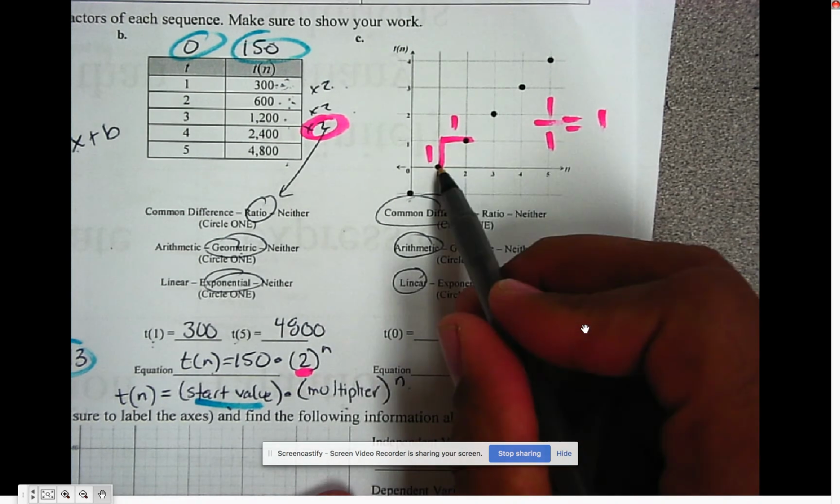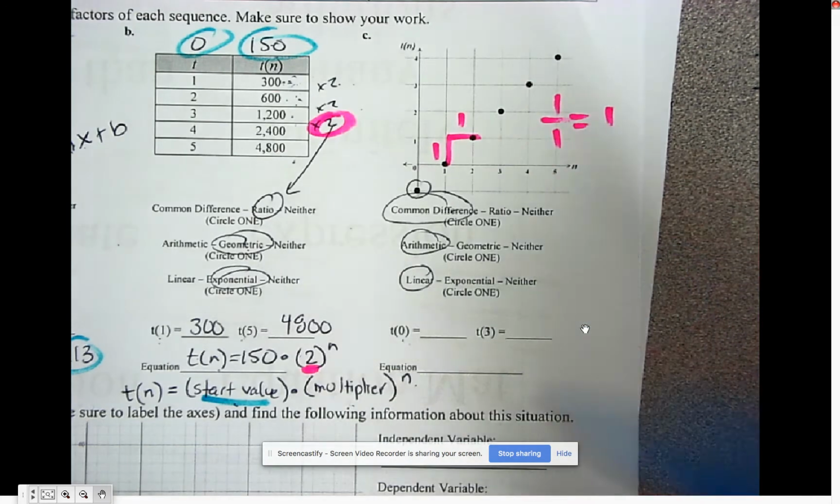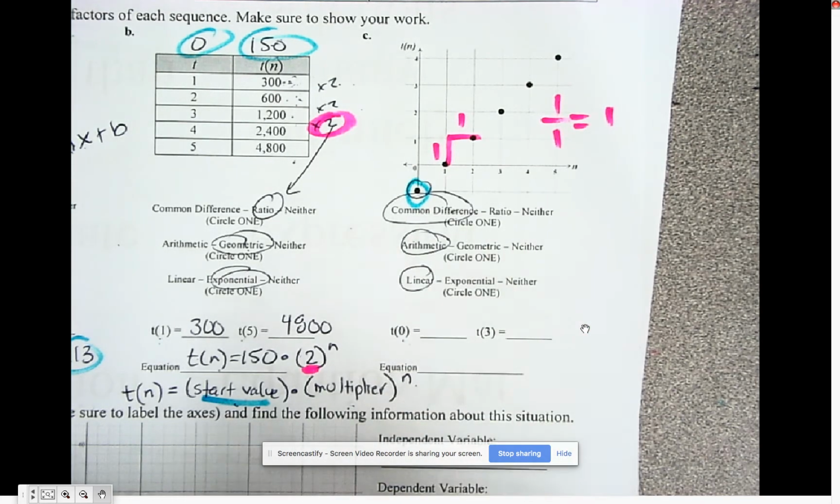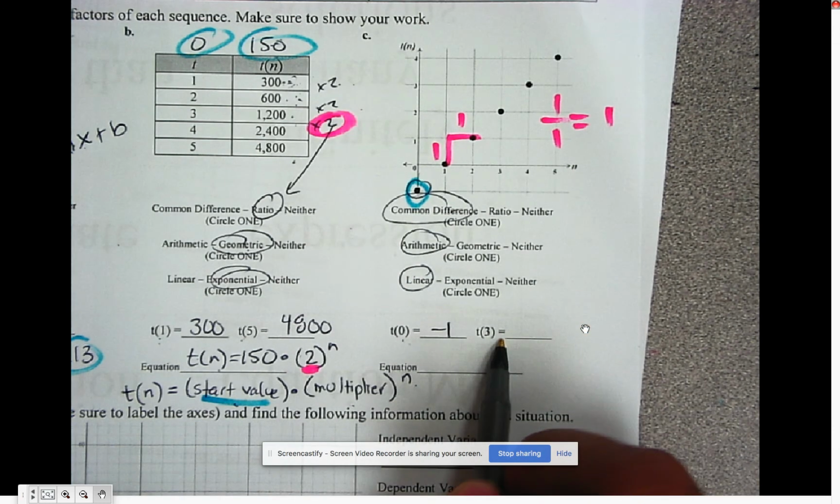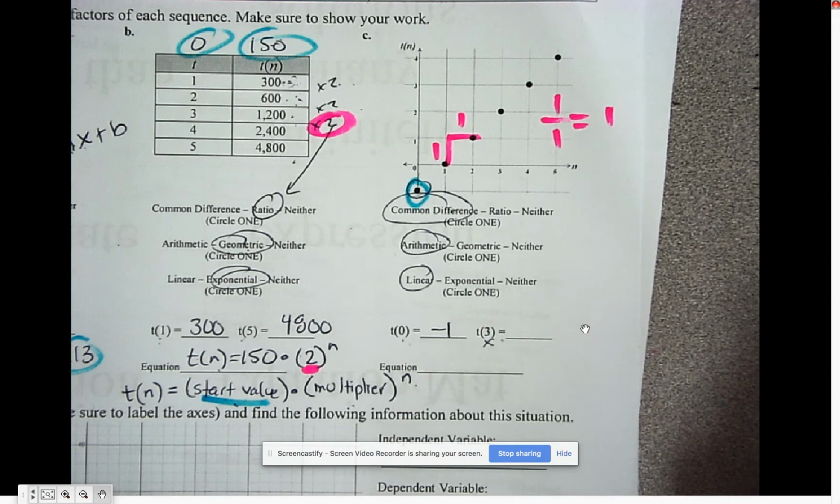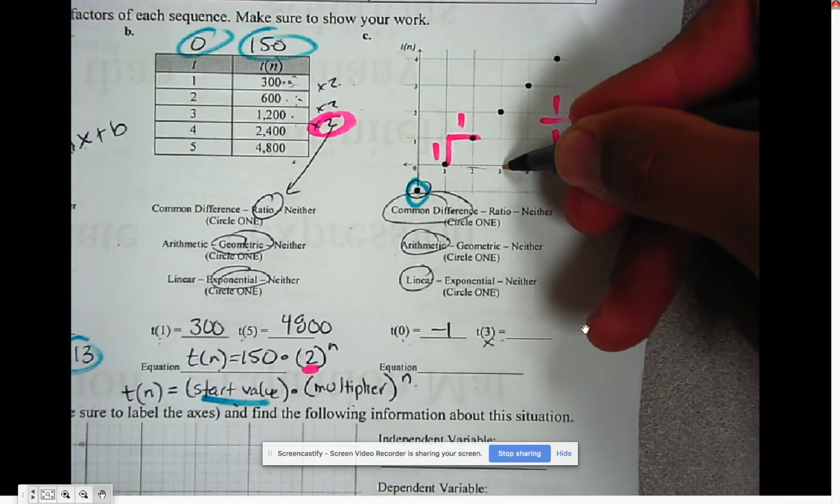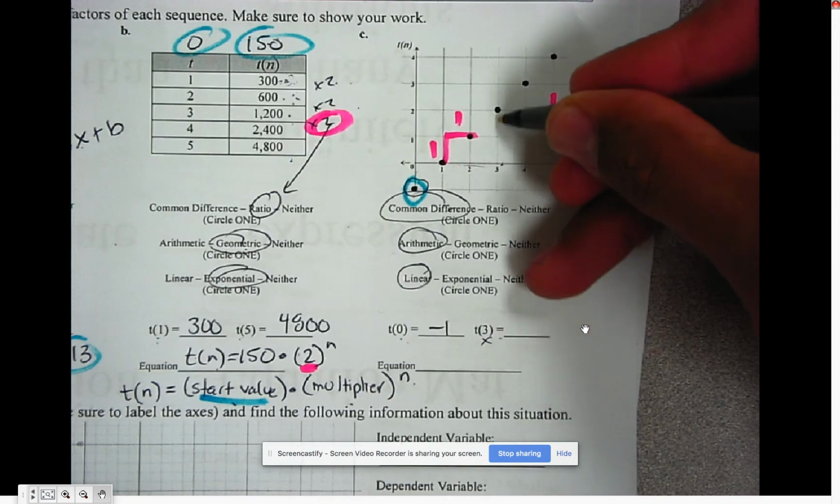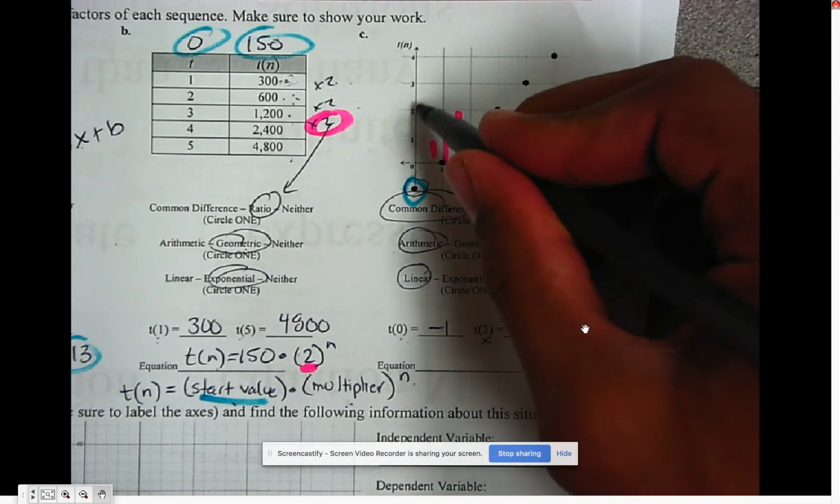Now the 0th term right here is wherever the y-intercept, or the b, is. It's that one right there, which is -1. The 3rd term, well, I have to remember that this represents x. So I go to the x value of 3, and then I go up and I say, okay, well, that 3rd term is 2, if you look at the y value there.